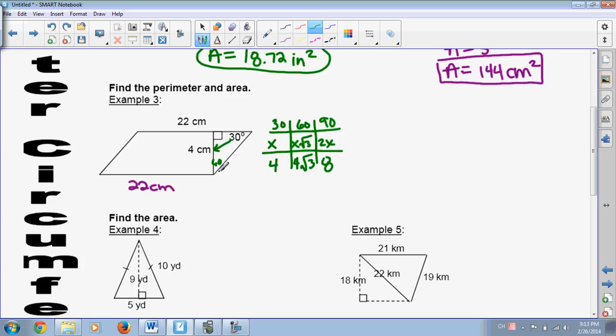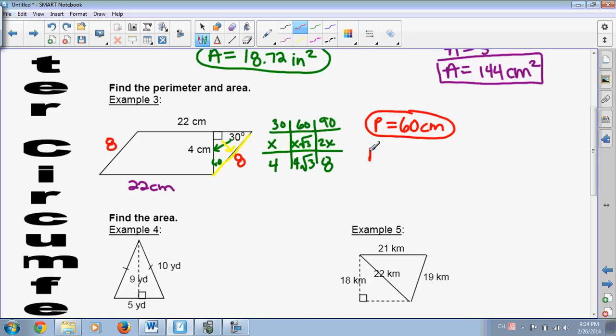So what we are needing is this diagonal here, because we need it to find the perimeter, which is across from the 90-degree angle. So if it's across from the 90-degree angle, that makes its side length 8, which makes this length over here also 8. So now we can find the perimeter nice and easy. The distance around the whole parallelogram, 22, 22, 8, and 8. When you add all those together, you get 60, and we're measuring in centimeters, so it would be 60 centimeters.